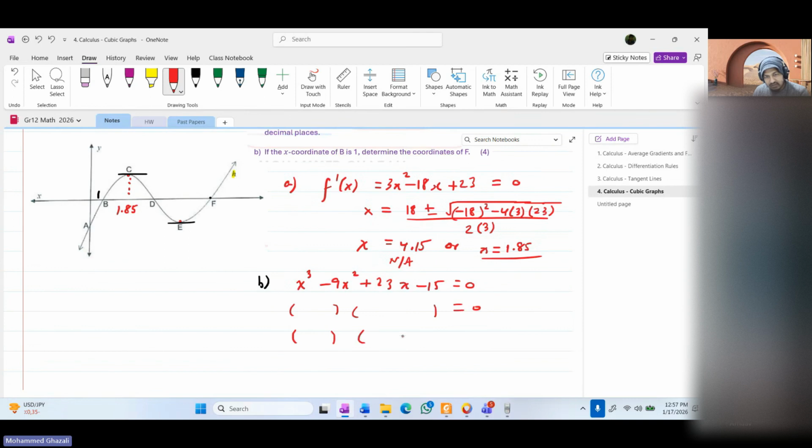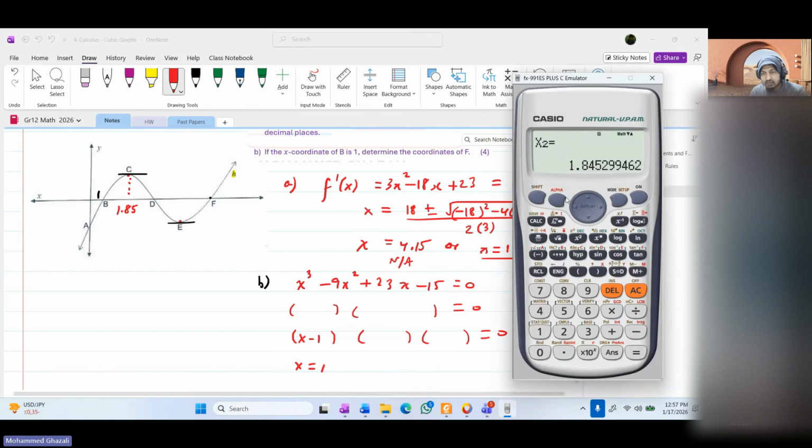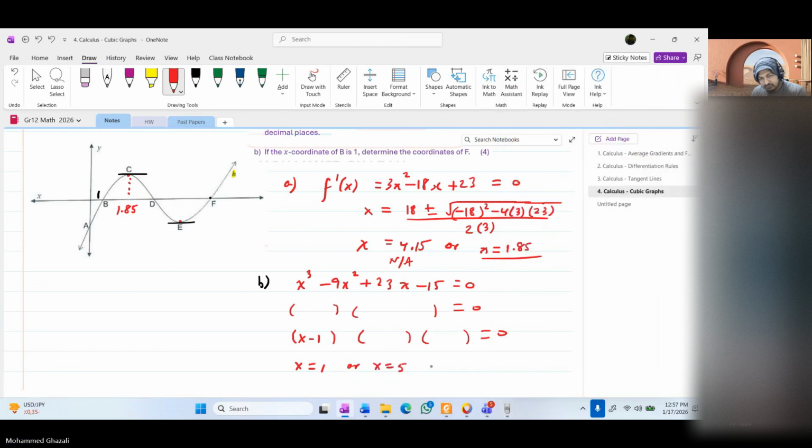Okay, so open 3 brackets. They're telling us x is equal to 1, so you can put 1 inside here, x minus 1. Now let's just use our cubic function, mod 5, 4. Enter all these values, 1, -9, 23, -15. So you're getting 1, 5, and 3. Right. So that's x minus 5, x minus 3, that's x minus 1.